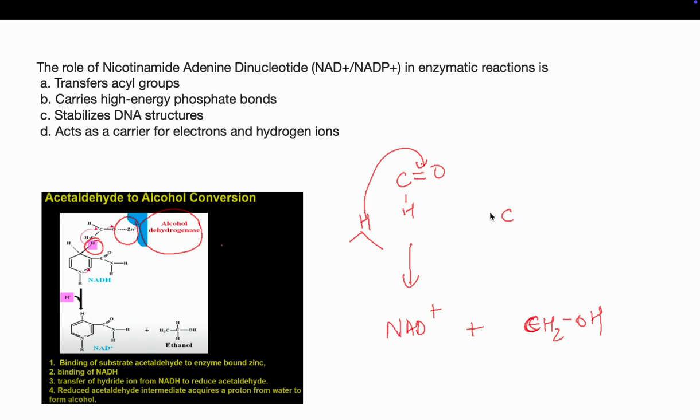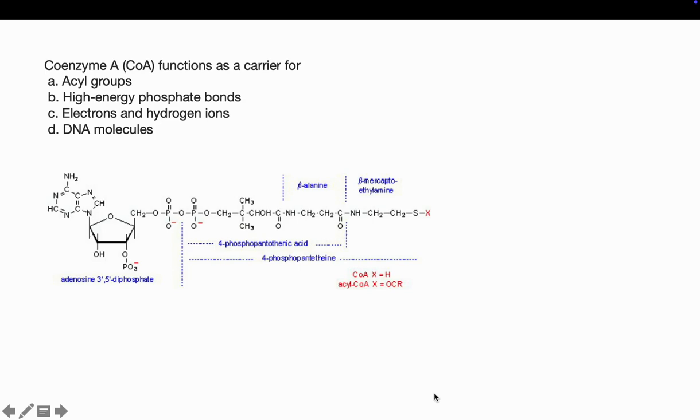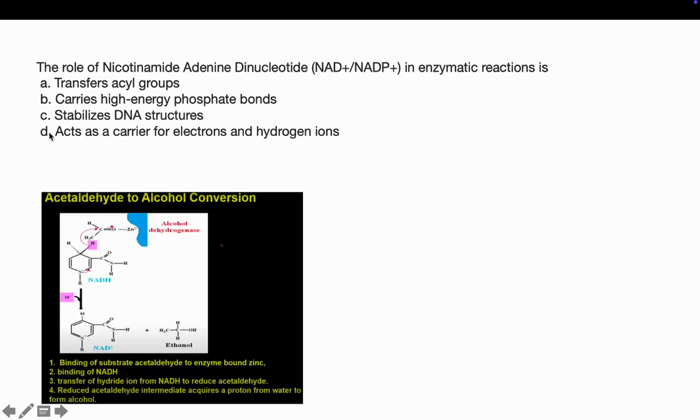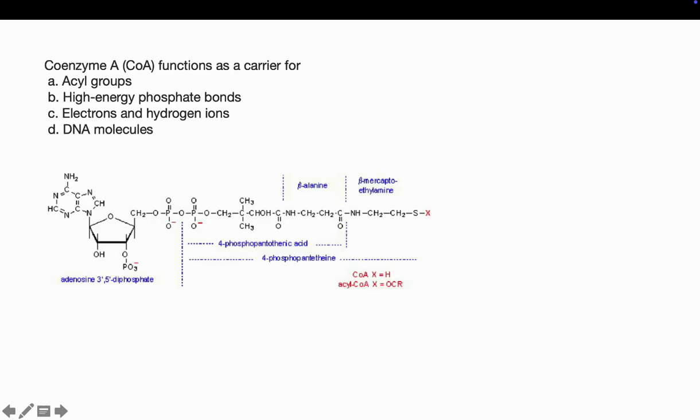From CHO, C double bond O, we are getting CH2OH. So the hydrogen group will be transferred here. So yeah, it acts as a carrier for electrons and hydrogen ions.